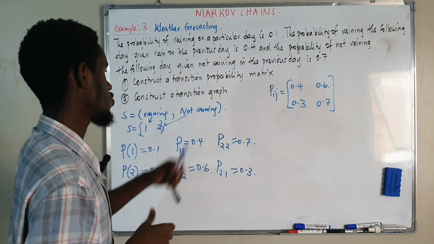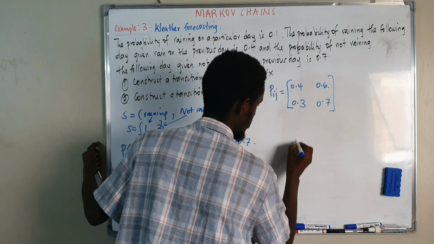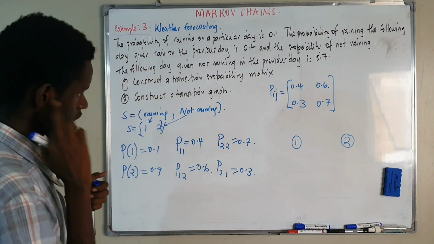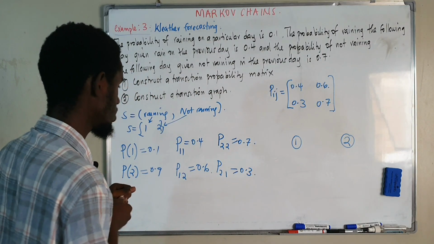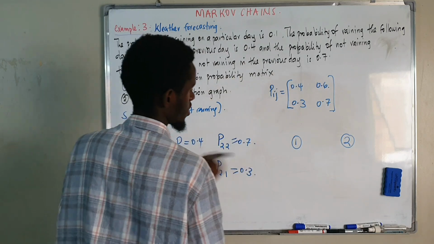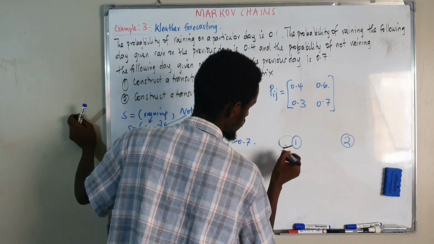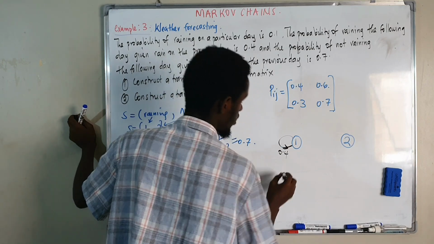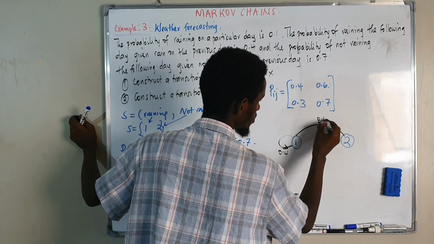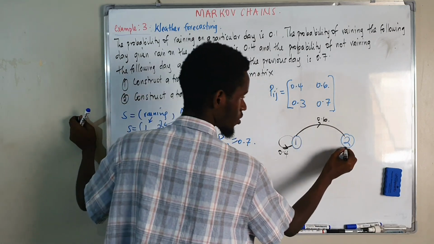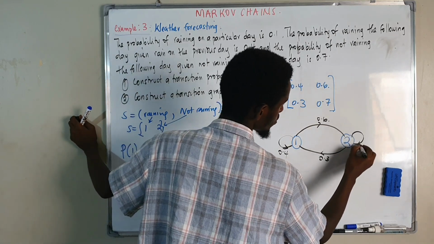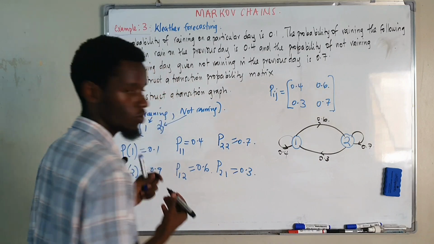And then the transition diagram. We just draw our states: state 1, then state 2. Now the probability of staying from 1 to 1 is 0.4. Coming from 1 to 2 is 0.6. Coming from 2 to 1 is 0.3, and then 2 to 2 is 0.7. And I'm done with that diagram.